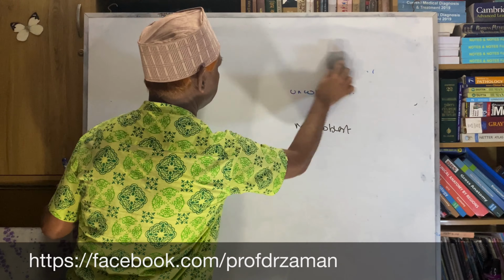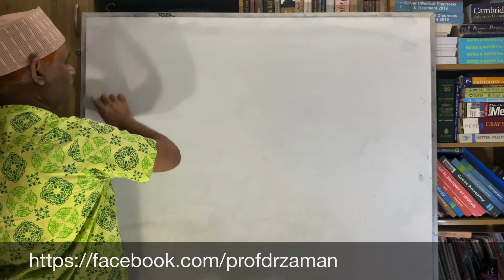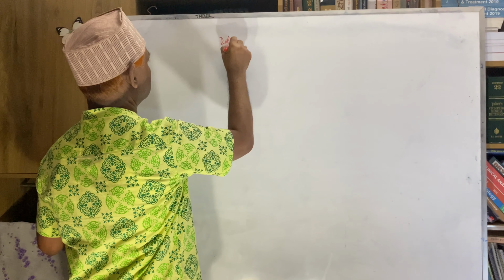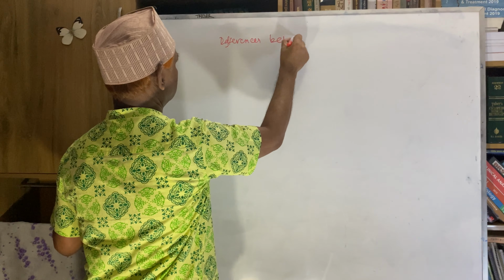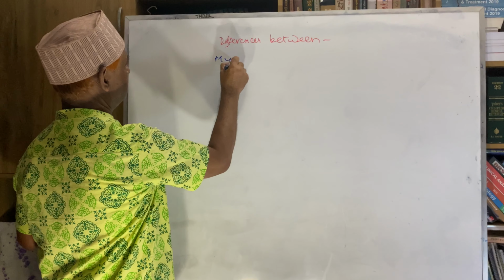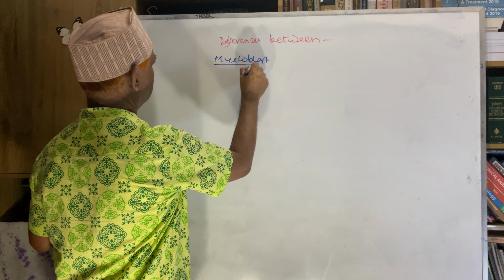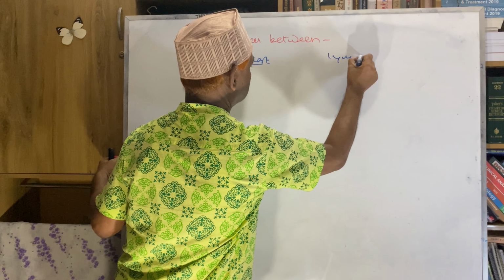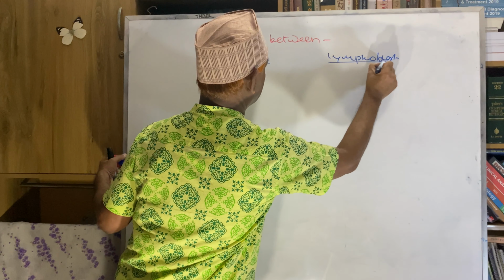Now come to how we can differentiate or identify a lymphoblast and a myeloblast. Dear audience, we know in acute lymphoblastic leukemia, the predominating cells are lymphoblasts, and in acute myeloblastic leukemia, the predominating cells are myeloblasts. So we have to differentiate a lymphoblast from a myeloblast. Now come to differences between myeloblast and lymphoblast.